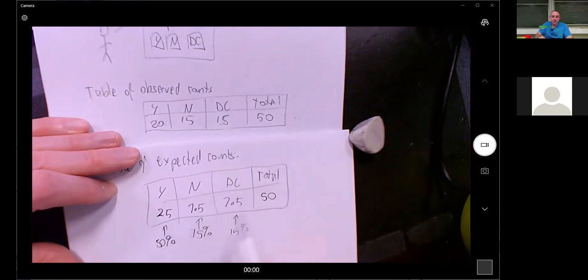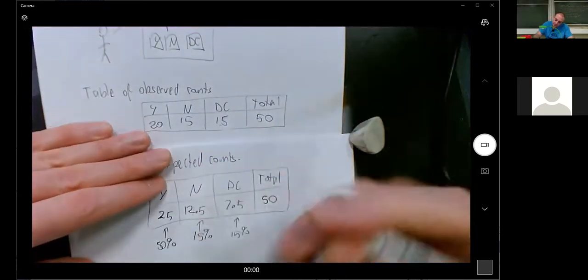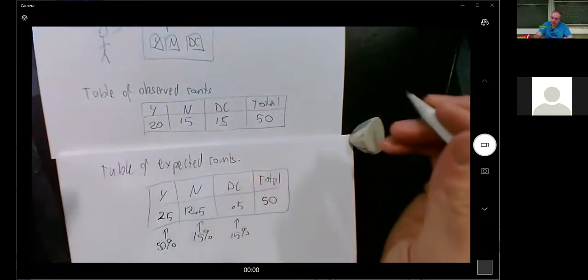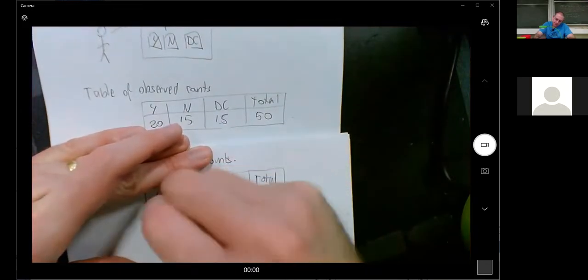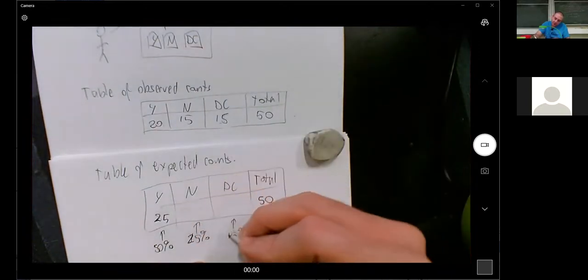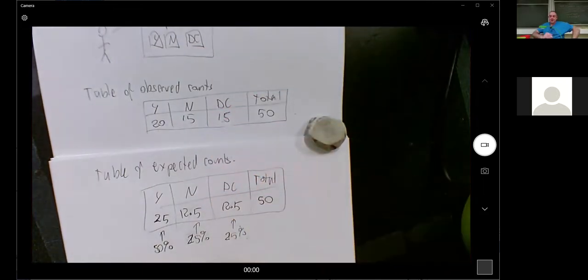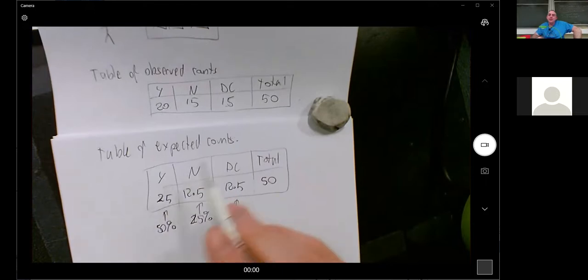Let's just check 25 plus 15 is 12.5. Sorry. No. Damn it, it's 25%. That's what. Yep, I'm good now. I'm getting confused with the 15s there. Right. That's better. And I need to compare what I actually observed to what was the most likely thing to have happened. This is the most likely thing to have happened if the percentages really were 50%, 25%, 25%.